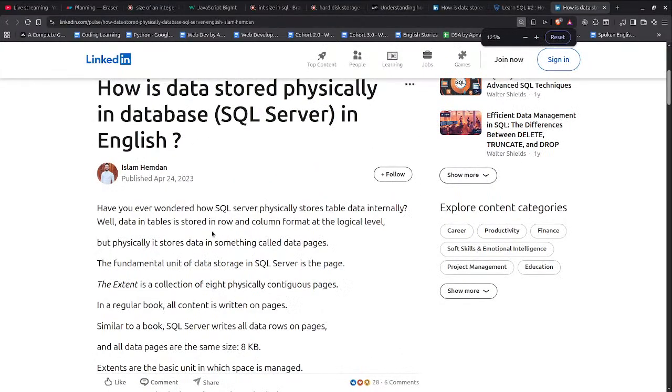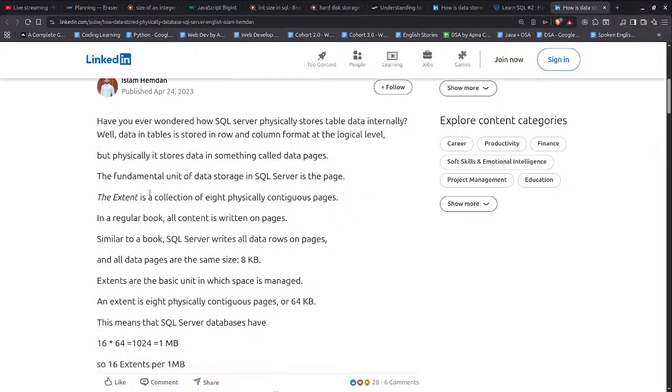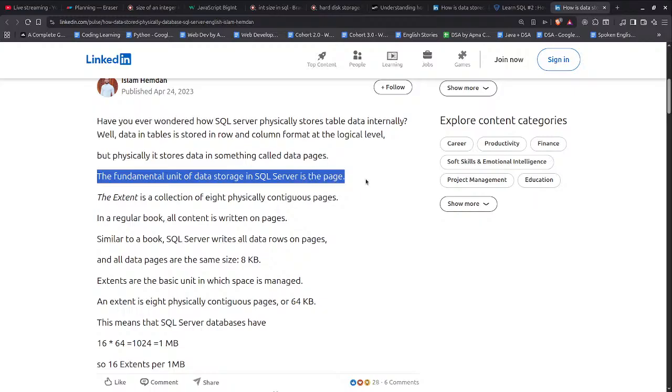Have you ever wondered how SQL physically stores table data internally? Well, data in tables is stored in row and column format at a logical level, but physically it stores data in something called data pages. A fundamental unit of data storage in SQL Server is the page. So the page is nothing but the fundamental data storage unit in SQL.